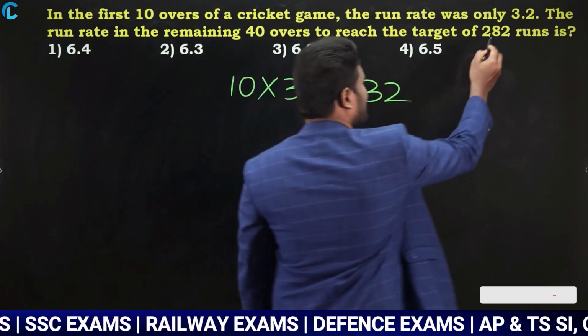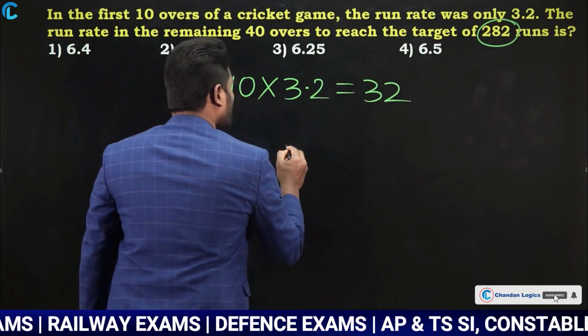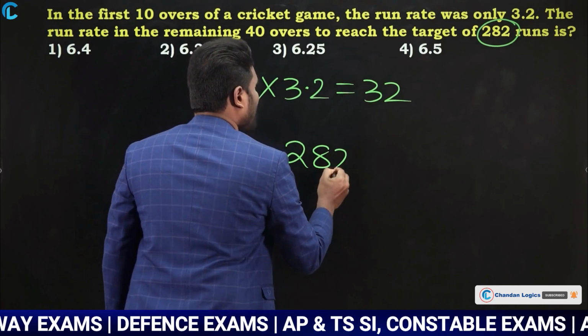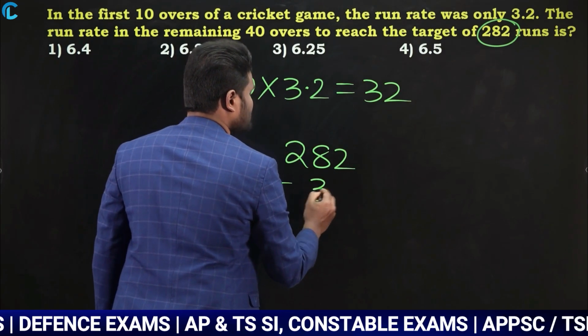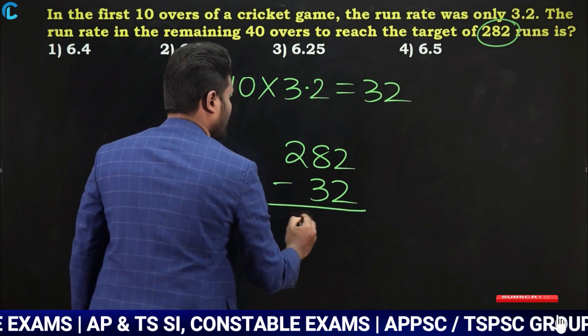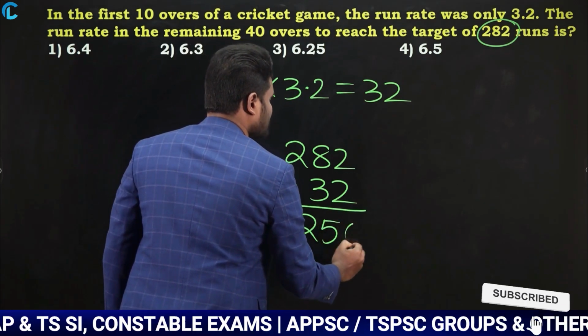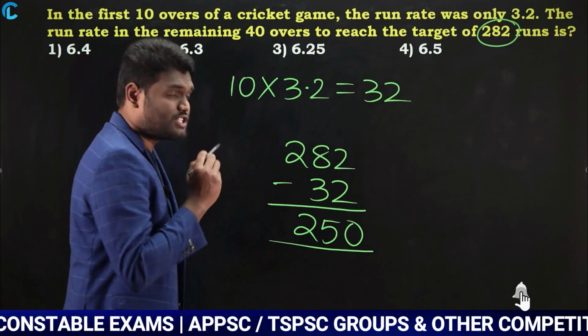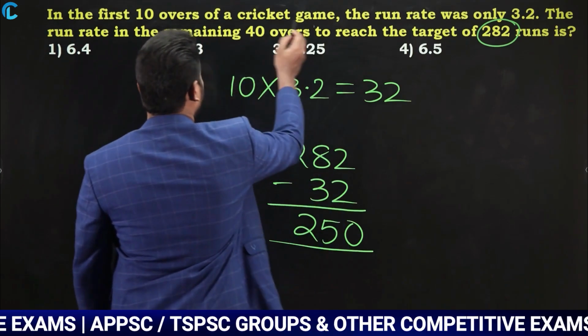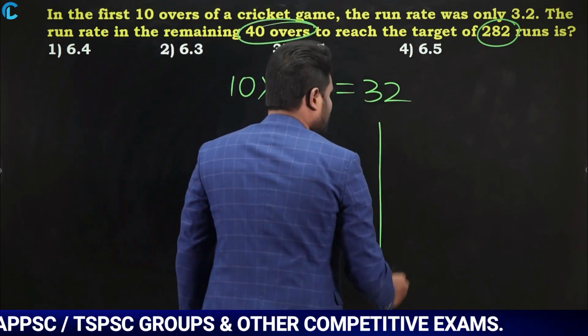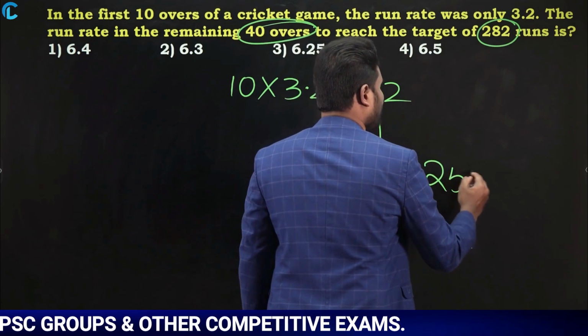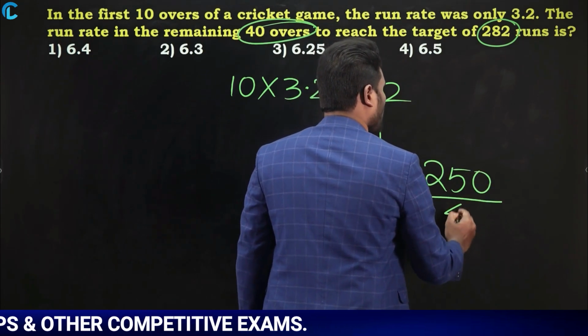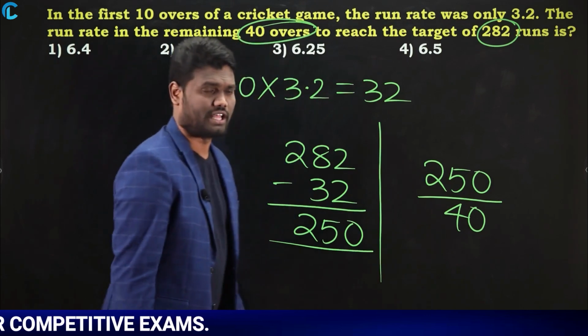Now the actual target is 282. Out of these 282 runs, how many runs were scored in the first 10 overs? Only 32 runs are scored, which means the remaining balance is 250 runs. Now these 250 runs have to be completed in 40 overs. If these 250 runs have to be completed in 40 overs, then what should be the run rate? That is our question. Yes or no?